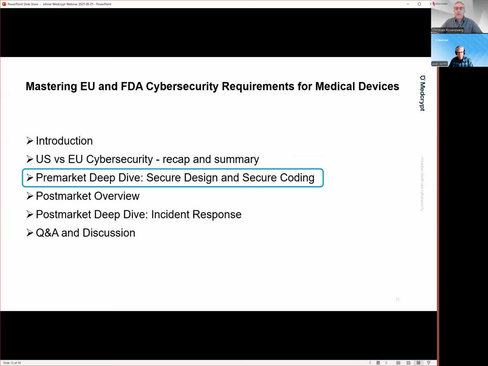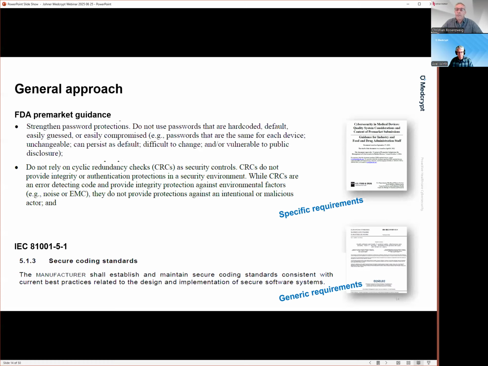So now we go a little bit deeper into the comparison between FDA and Europe with a very specific example of the differences and similarities of both markets. And here we see the requirement from the FDA pre-market guidance document. Just two examples. For example, the FDA pre-market guidance says, do not use passwords that are hard-coded. So that is one very specific requirement. Or another one, do not rely on cyclic redundancy checks. So such very specific requirements are spread over the overall guidance document.